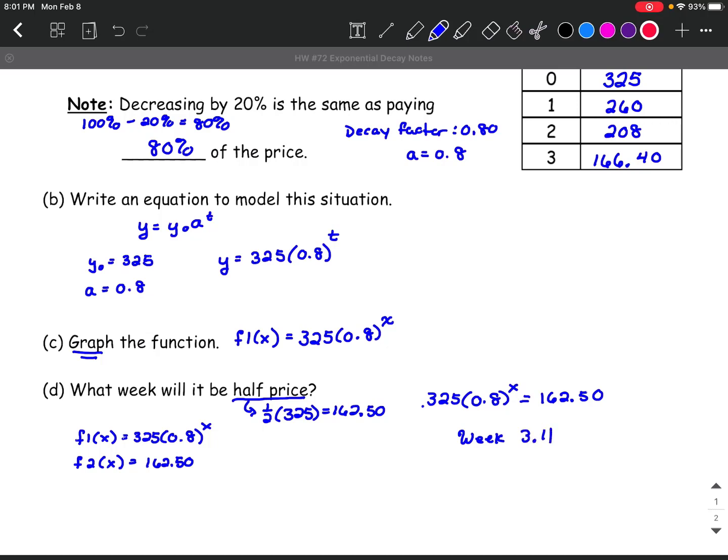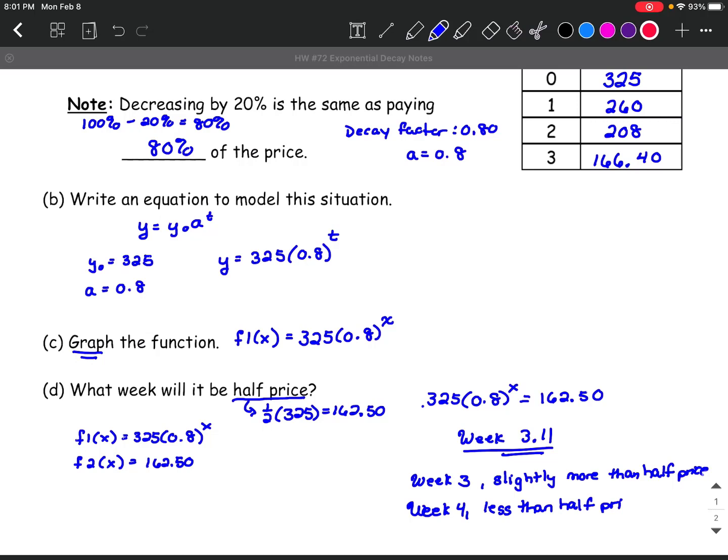Now here's the thing. Mathematically, this is our answer. In reality, our item is never going to be half price at week 3.11, because the price only changes every week. At week 3, it's going to be slightly more than half price. And at week 4, it will be less than half price. Okay, because the price doesn't change at 3.11 weeks. It only changes at 3 weeks and then again at 4 weeks. All right, so if you want it half price or less, you've got to wait till the 4th week.